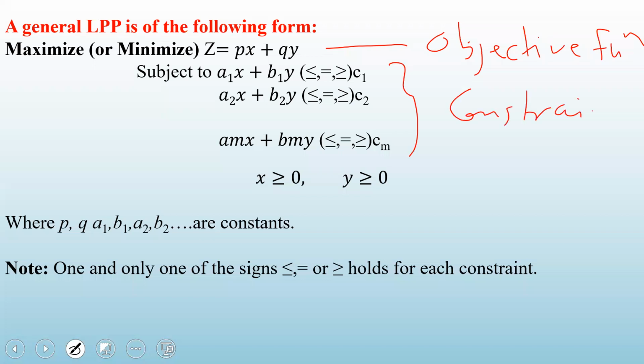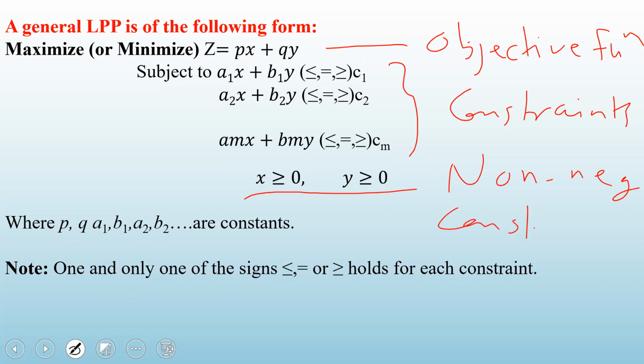As I told you, every linear programming problem will have these two. It also has the non-negative constraint, which means the values of x and y will always be positive. They will be either positive or 0, but they cannot be negative. That is why it is called the non-negative constraint. Every linear programming problem will have these non-negative restrictions.